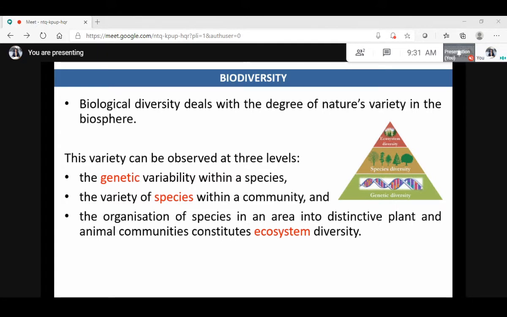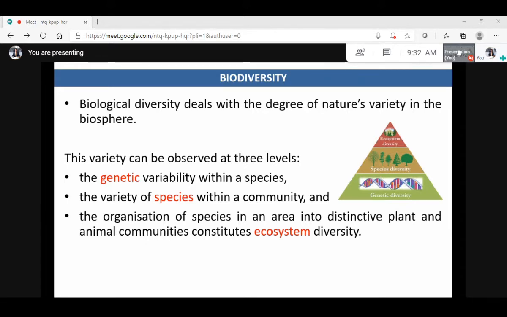Species diversity refers to the number of plant and animal species present in a community or an ecosystem. It varies a great deal between ecosystems. For example, species diversity is very high in tropical rainforest and coral reefs and low in isolated islands. You will find a large number of different plants and animals in an ecosystem with high diversity.